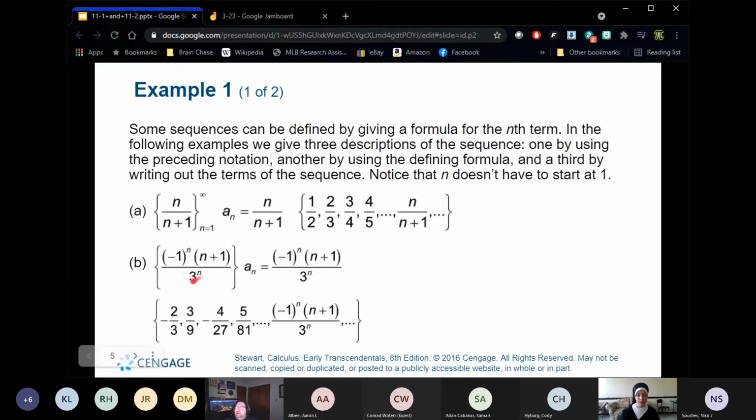Here's another sequence. This one's a little more complicated. It also has an alternating value, so we have negative 1 to the nth power. This way it's alternating signs. Depending on what that is, if I wanted to start off with a positive term, I could do n minus 1 up there, or I could do n plus 1. That would give you a positive value to start instead of a negative value. And then n plus 1 over 3 to the n. So we get our sequence as -2/3, 3/9, -4/27, 5/81, and so on and so forth.